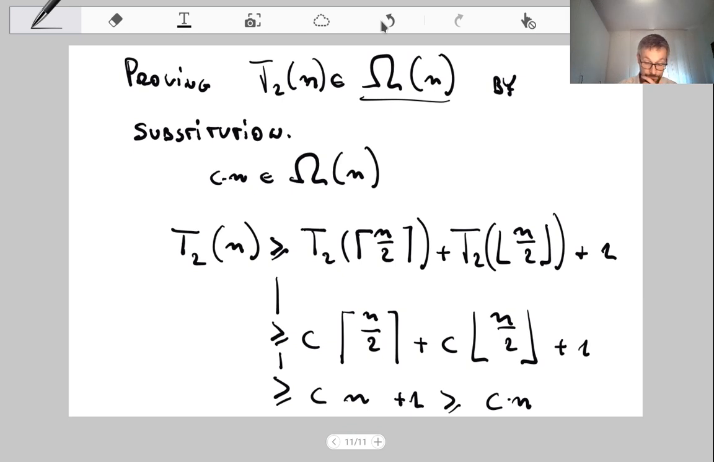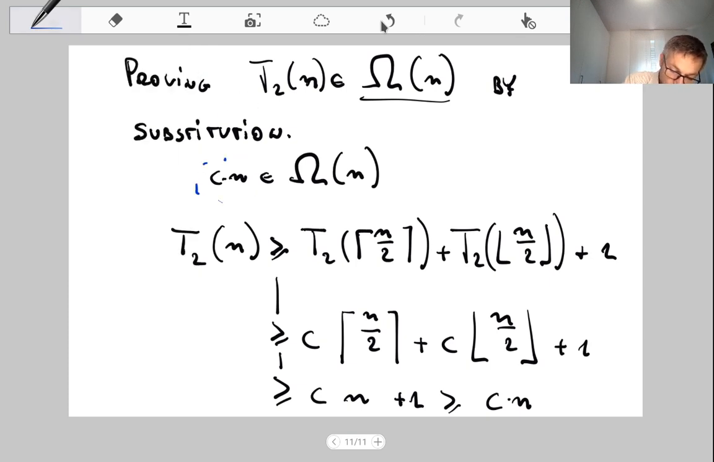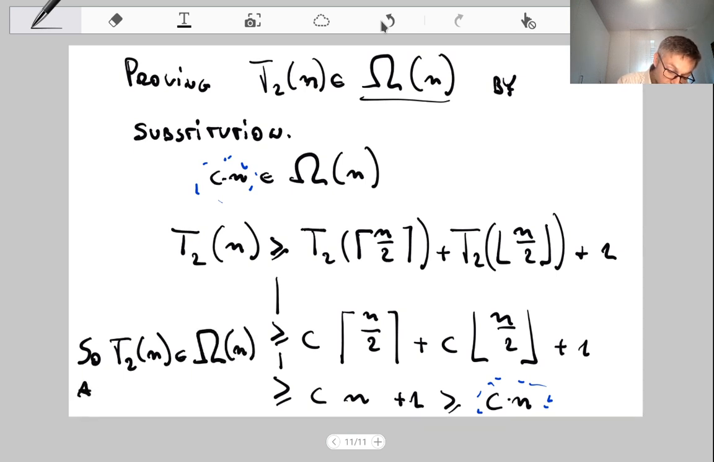Okay, so now this equation, which is the representative we selected for omega of n, is what we got here. And so by induction we can prove that for any value of n, T2 of n is greater or equal than this stuff here. So we can conclude that T2 of n belongs to omega of n. Let me write it. T2 of n belongs to omega of n, and because previously we proved that T2 of n belongs to big O of n, it also belongs to theta of n.